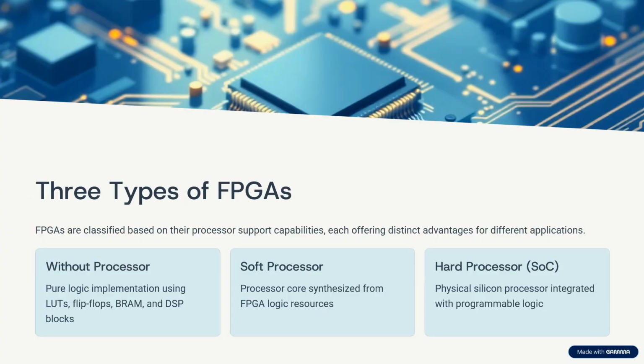Now, let us try to categorize our FPGAs. Basically, FPGAs are classified based on their processor support capabilities, each offering distinct advantages for different applications. I have divided these FPGAs into three types: one without a processor at all, another with a soft processor, and another with a hard processor, which is an SoC. Let us understand what it means to have a soft processor and a hard processor.